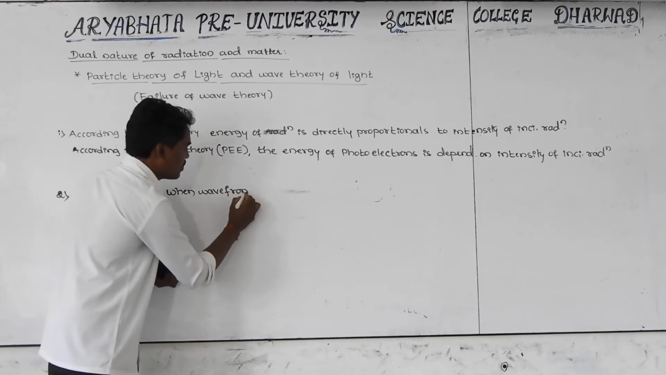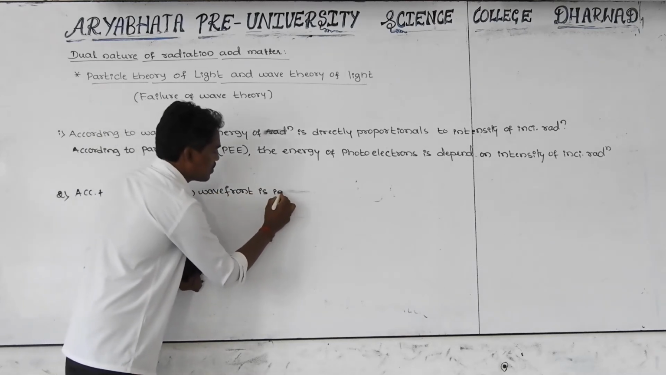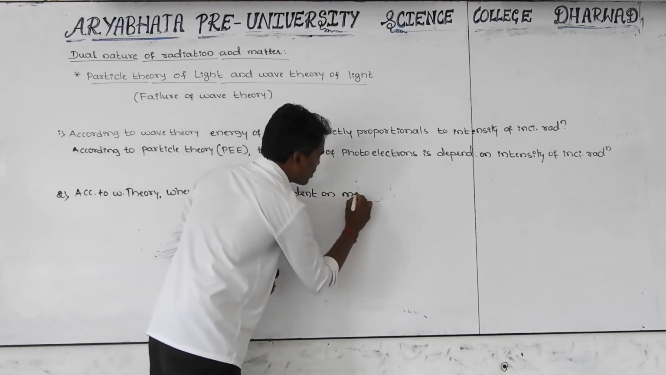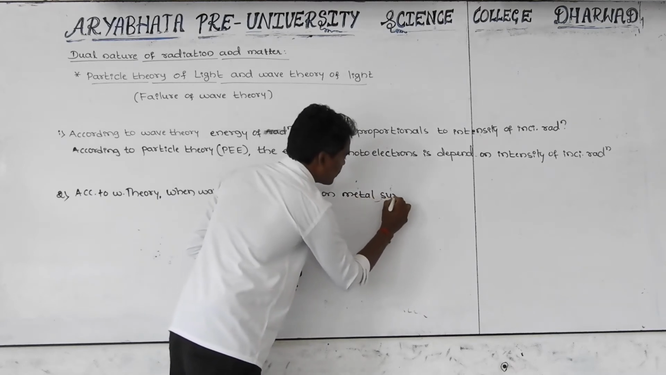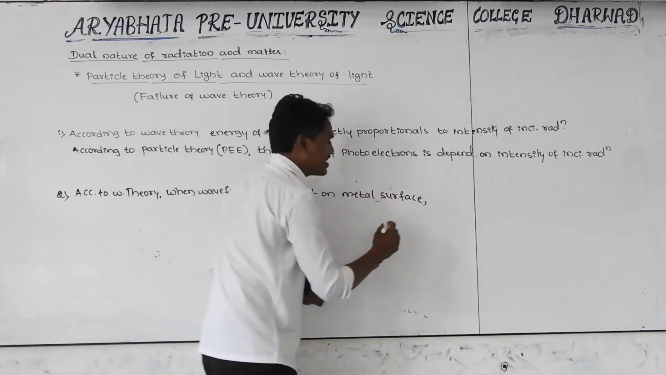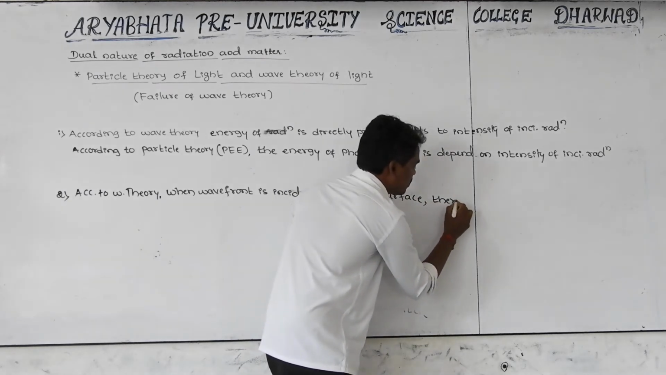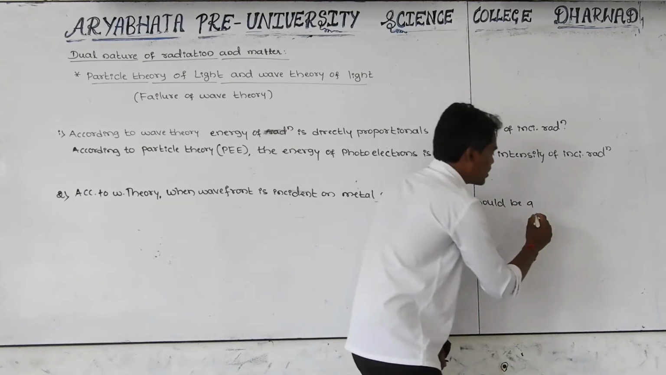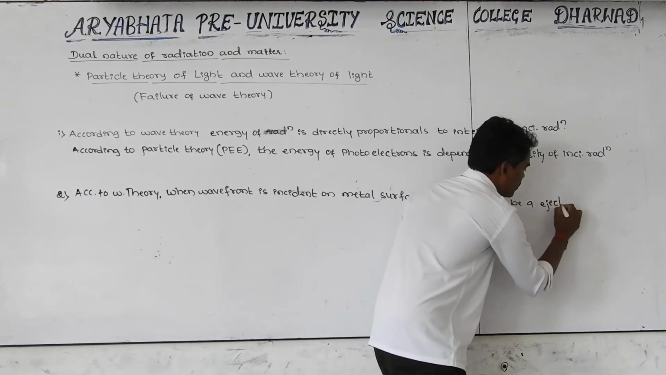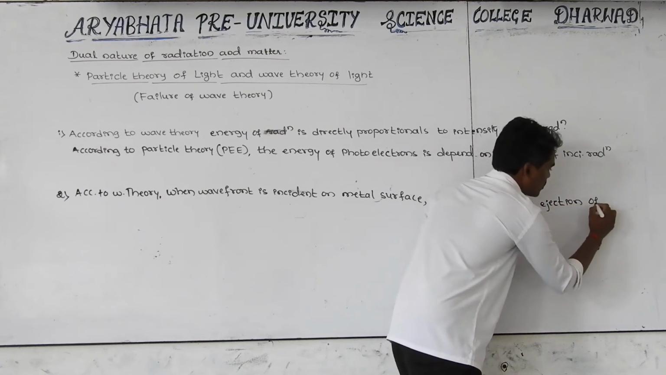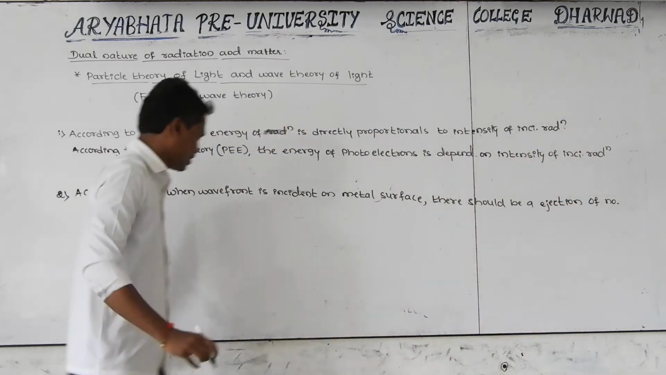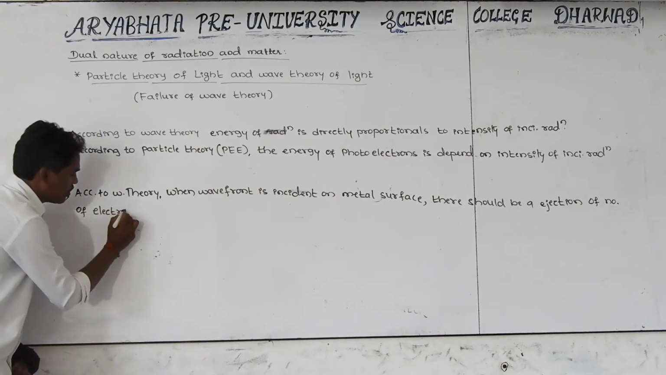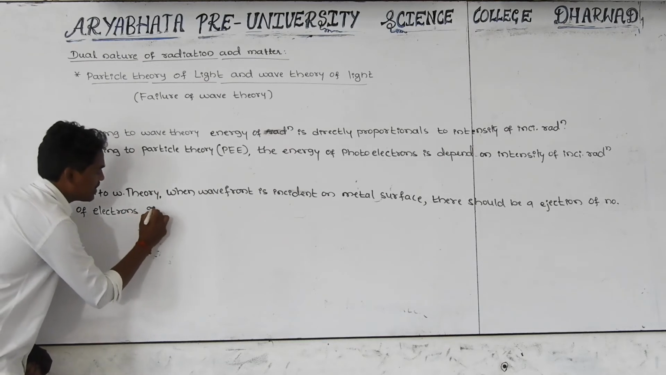when a wavefront is incident on a metal surface, there should be an ejection of a number of electrons simultaneously.